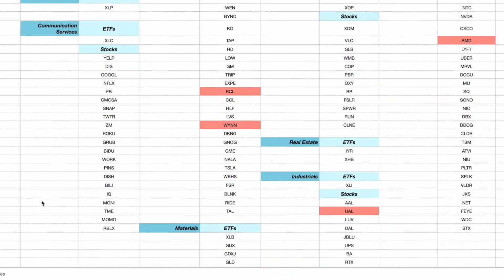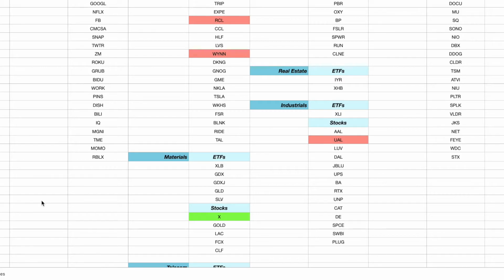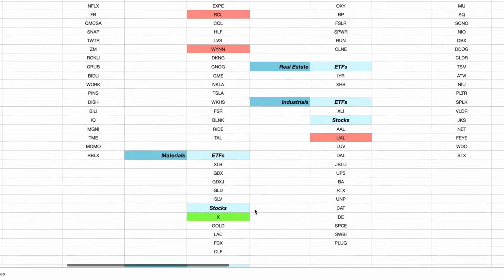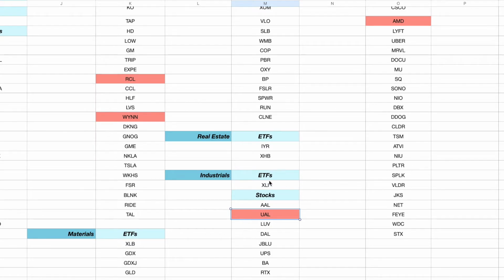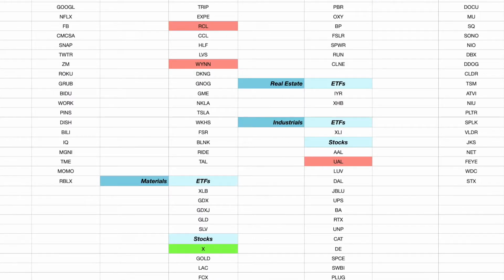So now coming back down here, it's time to explain why I have some of these ticker symbols in either red or green. And specifically the ones I have highlighted here are the stocks or ETFs I currently have positions on in my portfolio. So right now I have a short strangle on RCL, which is Royal Caribbean. Same thing with Wynn Resorts and UAL, which is United Airlines. I also have a short call option on AMD and a long put debit spread on X, which is US Steel.